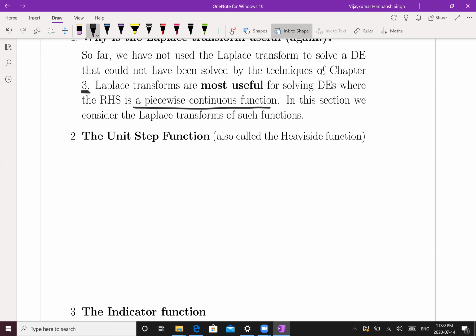The first piecewise continuous function is called the Heaviside function or unit step function. We need a notation for it, so we'll denote it by u of c of t. The idea is it's a step function. It is 0 if t is less than c, and 1 if t is greater than or equal to c. If we draw it, this is how it will look.